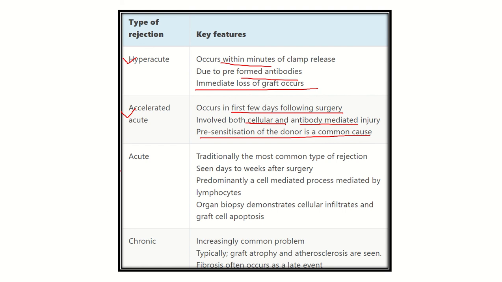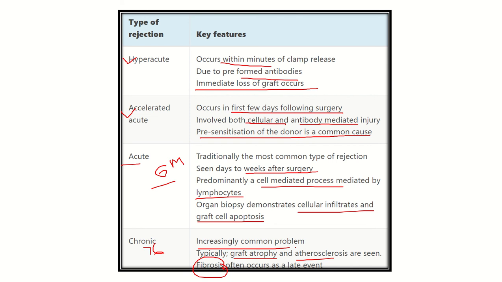Then acute rejection occurs within the first 6 months of transplantation, and is usually seen several weeks after the surgery. It is usually cell mediated, and the cell is usually the lymphocyte. On biopsy, cellular infiltration and graft cell apoptosis are found. Chronic rejection usually occurs after 6 months. Typically graft atrophy, atherosclerosis and fibrosis are seen, as it is a long-term effect, and it is an increasingly common problem.